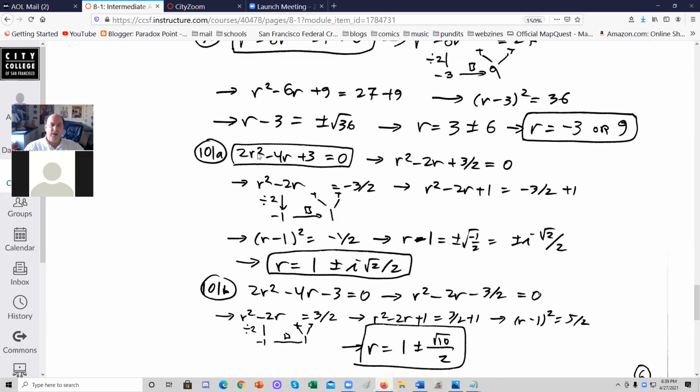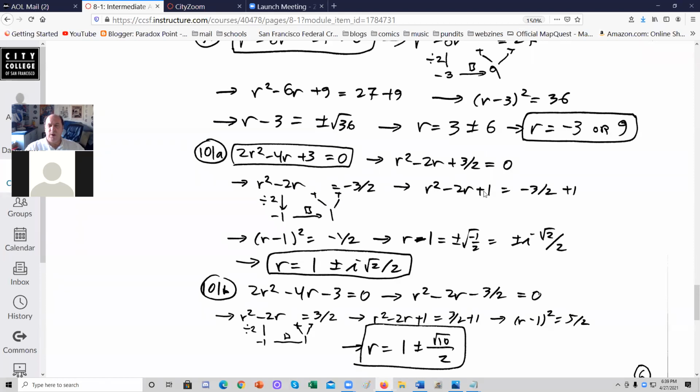Now here we have 2r squared minus 4r plus 3. Now we have a 2 in front of the r squared, which gets in the way. So divide throughout by 2. You get r squared minus 2r plus 3 halves equals 0. Transpose the 3 halves. r squared minus 2r equals negative 3 halves. Half of this coefficient, negative 2, is negative 1. Square that is 1, add to both sides.